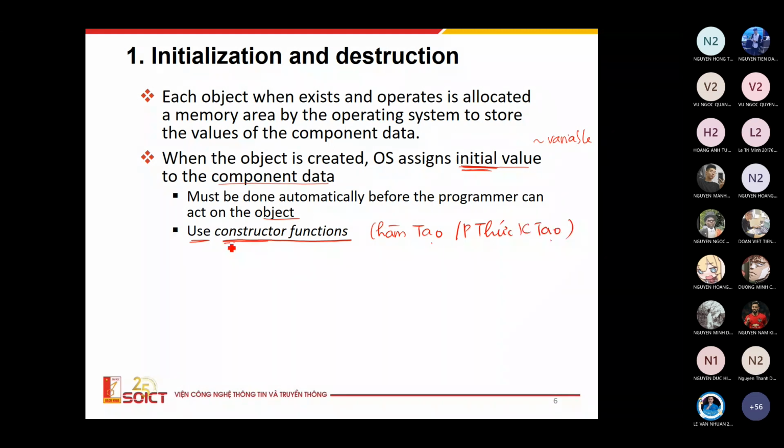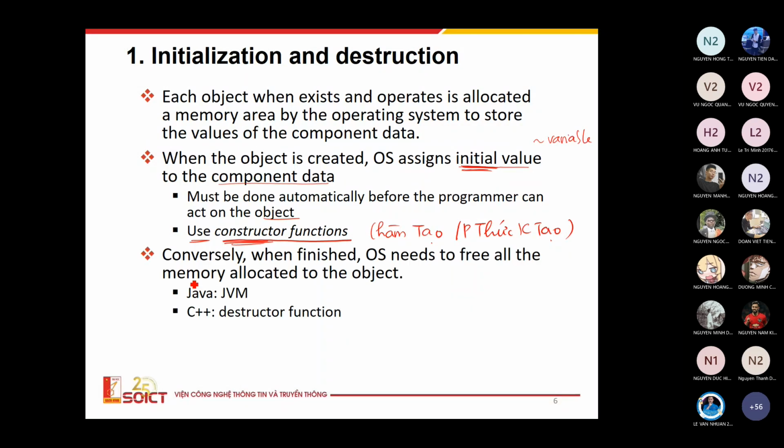Yeah, which is the constructor. After allocating this memory area, and when we finish and don't need to use this object anymore, you have to free the memory. For example, in C++, you will use the destructor function, which is hàm hủy. But in Java, the JVM does it for you. We free the memory for you, and you don't need to work with the destructor function.